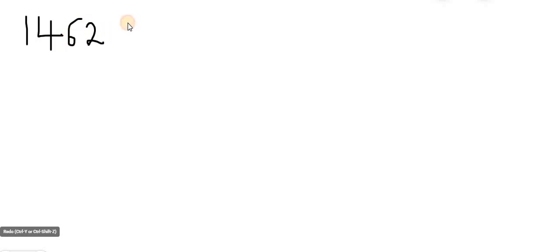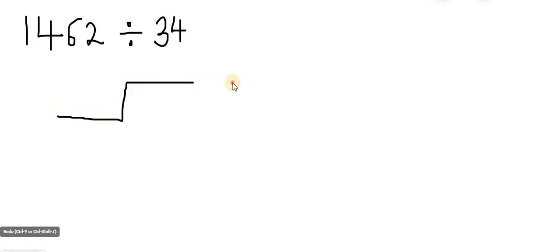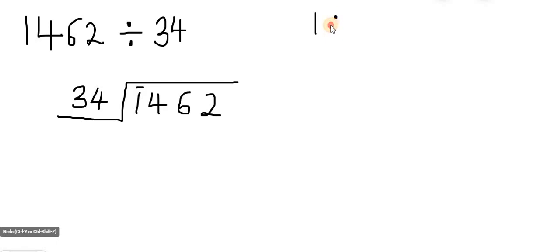1460 divided by 34. Once again, no panic. The number on the right goes on the outside. The number on the left goes on the inside. Okay, start with 1. 1 divided by 34. 34 is bigger than 1, so there are no 34s in 1, so that's a 0.